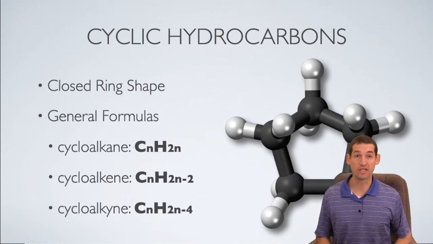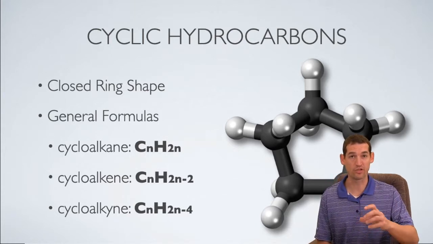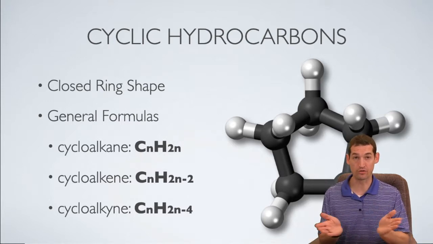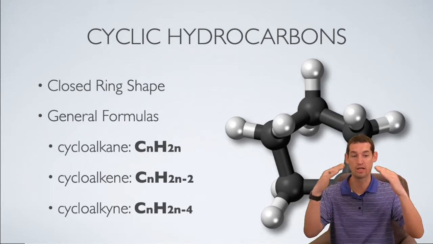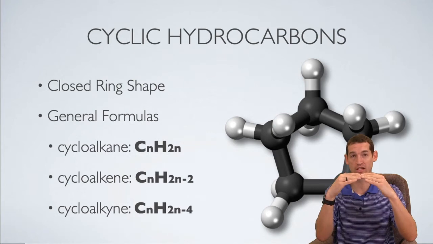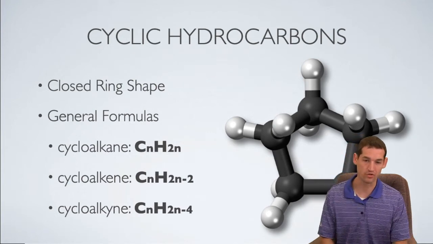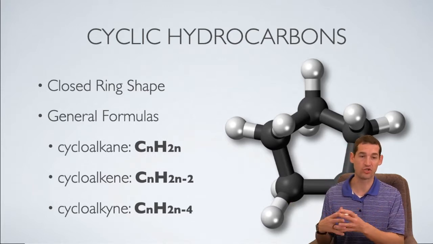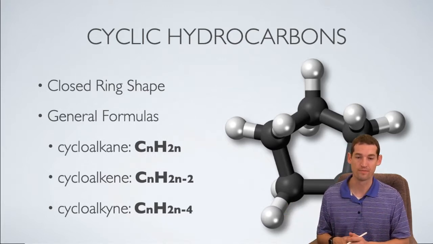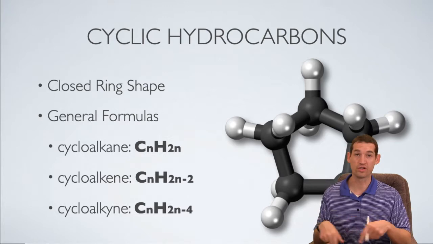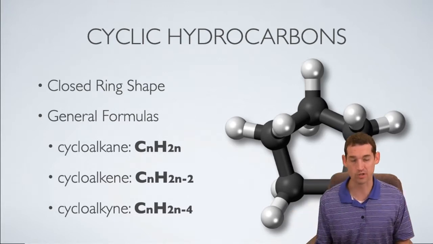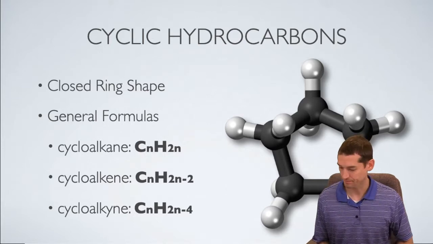And the reason being, just like we had to drop 2 hydrogens in order to make the double bond, we also have to drop another 2 hydrogens to take that straight molecule and be able to connect the 2 ends together to form that ring structure. So they'll always be 2 less than their straight chain normal ones. So just remember, as soon as it's a cyclo, its general formula is going to be 2 less than you would expect if it was straight.